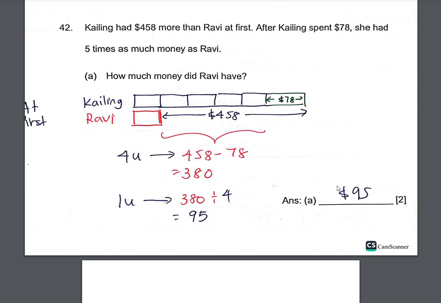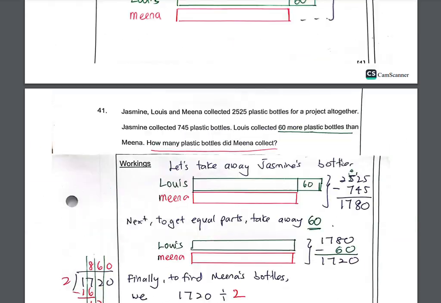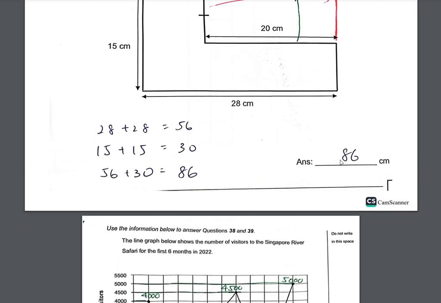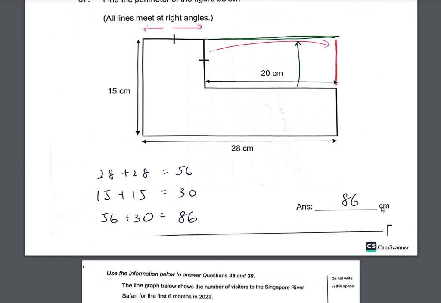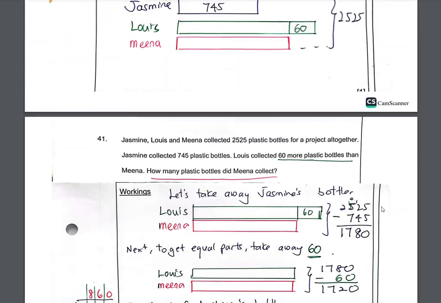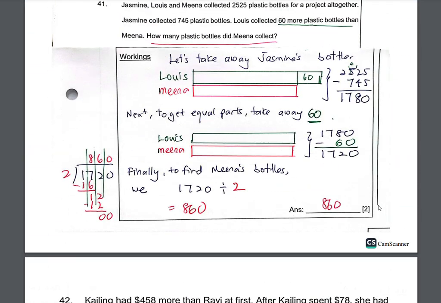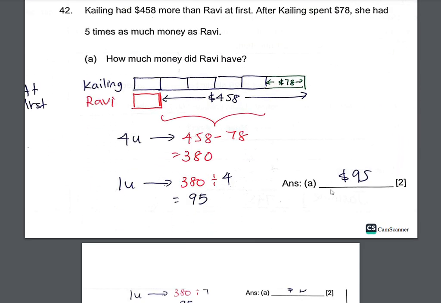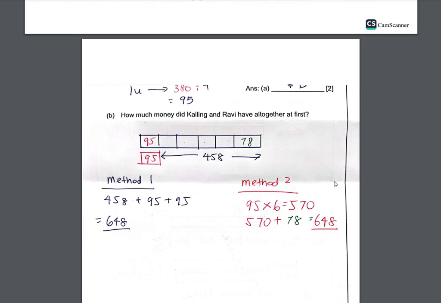Don't forget your units. Notice that for section C, they don't give you the units anymore. For section B questions, for example, sometimes they will still give you the units. Sometimes I see cm, they give it to you. For section C, they don't give it to you. So you've got to write it down yourself. If not, you will lose marks. Units, dollars.